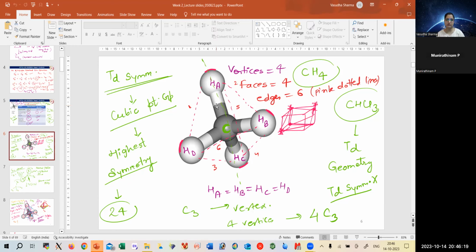Since one C3 is passing through one vertex, and we have four vertices, there would be four C3s. Similarly, there are six edges, like one edge is between H and D, one edge is between H and C. So one edge comprises two vertices. When I'm passing this C2 from one edge center to the opposite edge center, it will flip your molecule by 180 degrees and give you the equivalent orientation. So we say that we have C2s corresponding to opposite edge centers. There are six edges, six edge centers, and since each C2 has to pass through two edge centers, there would be three C2s.